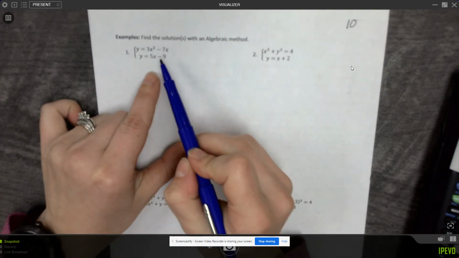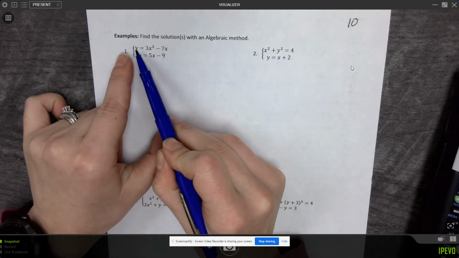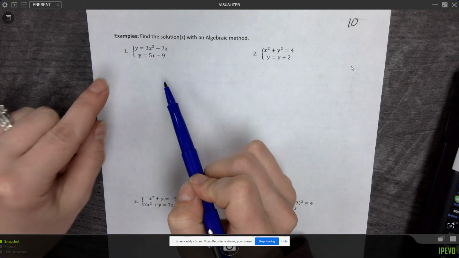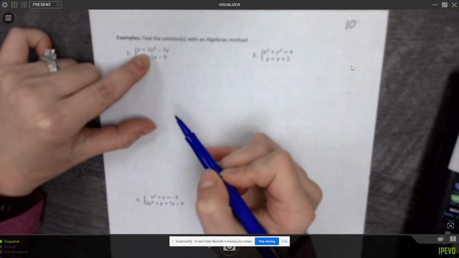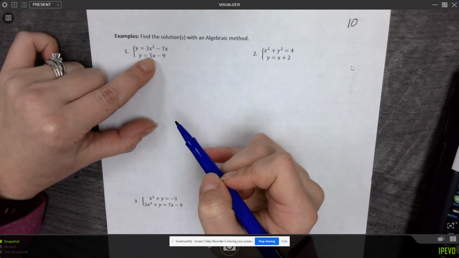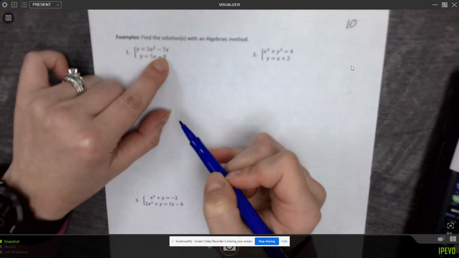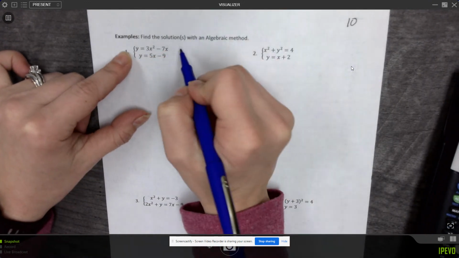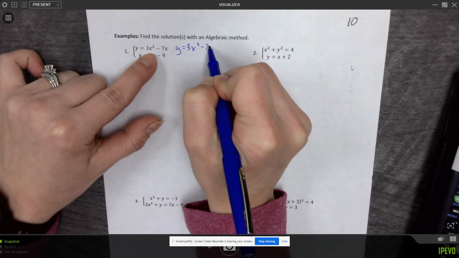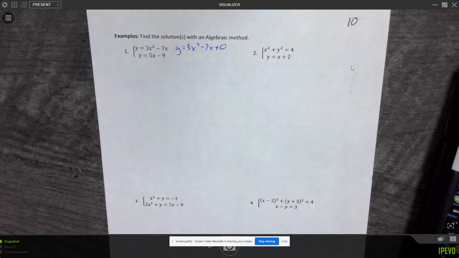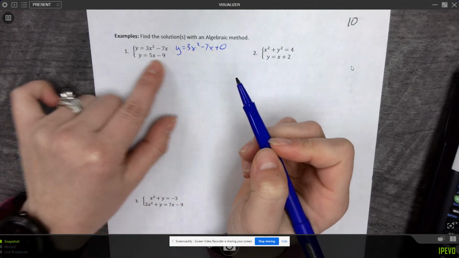By the way, if I did substitution, I have y equals, I'm going to take this 5x minus 9 and plug it in for y. If I do elimination, my y's are stacked, but notice I have an x squared here, and this is not an x squared. These x's are not stacked, and then I have this constant. So I need to rewrite both of these so that I have y equals 3x squared minus 7x plus 0. So I have a y, an x squared, an x, and a constant. And that's what I'm going to do for this one.